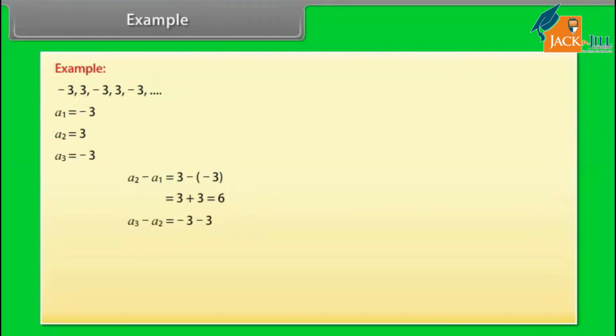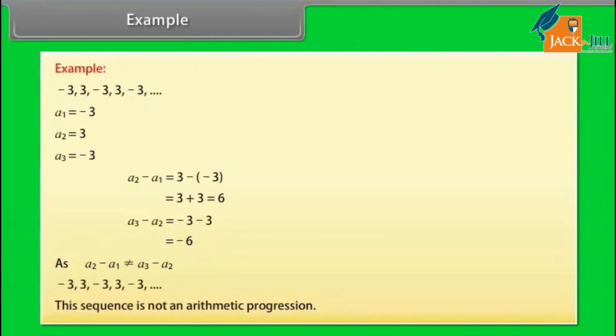Let us now solve some examples. Observe this sequence. We will find out whether these numbers form an AP or not. Here A1 is -3, A2 is 3, A3 is -3, and so on. Now let's find A2 minus A1, which is equal to 3 minus -3, which is equal to 3 plus 3, which is 6. Also, A3 minus A2 is equal to -3 minus 3, which is -6. As A2 minus A1 is not equal to A3 minus A2, the given sequence is not an arithmetic progression.